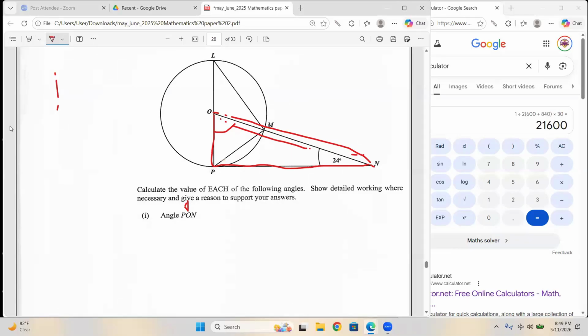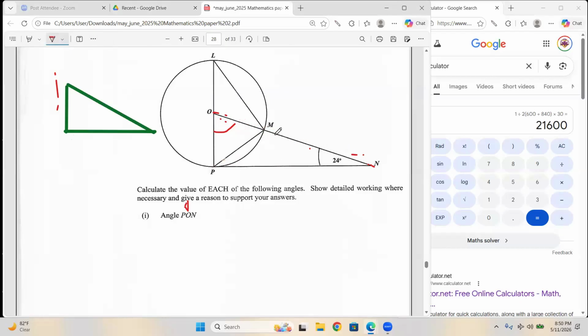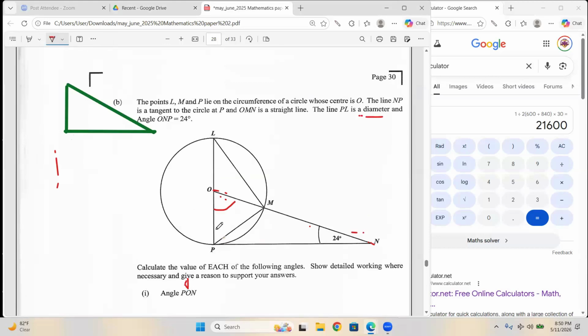I'm trying to do this and it's giving me some broken lines. But if you see what I am seeing, there's a 90-degree triangle right there. You will say, oh Miss, I don't see no 90 degrees. How do I know that's 90 degrees? Because they said diameter earlier on. It said that PL is a diameter. And even if it didn't say PL is a diameter, I know it's a diameter because it passes through O, the center of the circle.